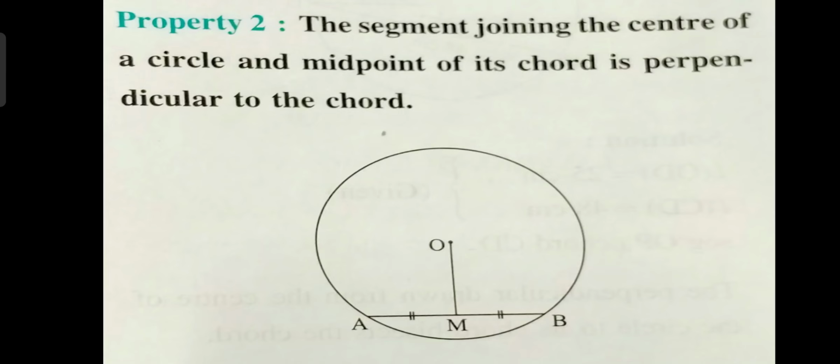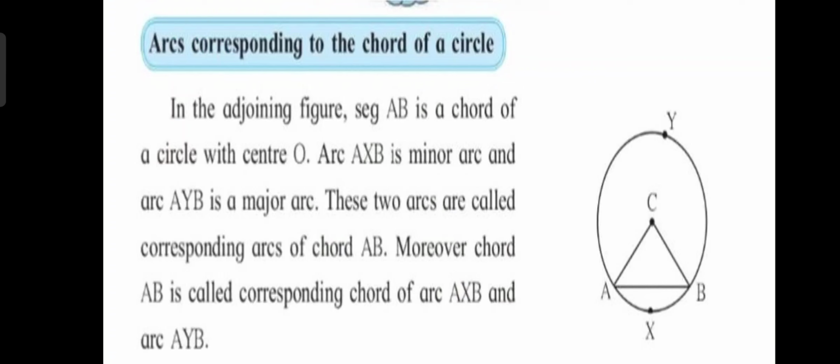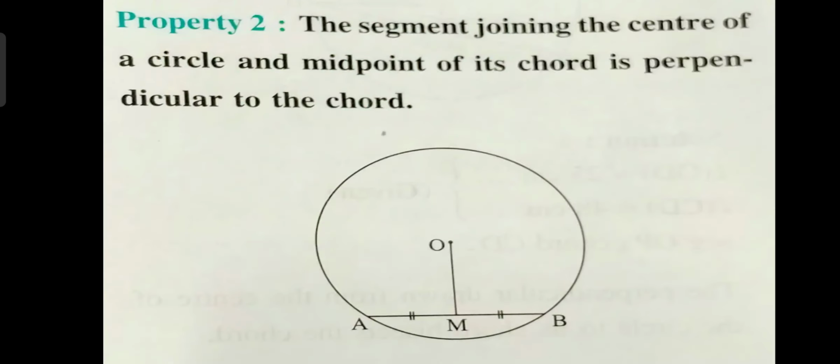The second property: the segment joining the center of the circle and the midpoint of its chord is perpendicular to the chord. Here we have that AM is equal to MB, so we have to show that it is perpendicular, that it is 90 degrees.